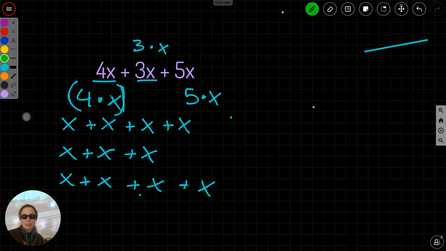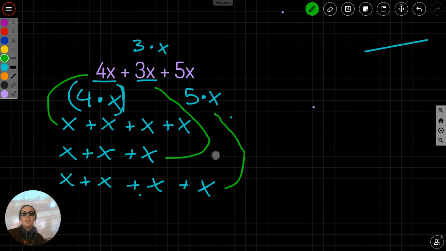This is the 4x, this is the 3x, and this is the 5x. So when I'm adding all of these together, because x, if I'm using it multiple times in the same expression, will have the same value. If I say x equals 6, it's going to be 6 for all 3 of them, right?